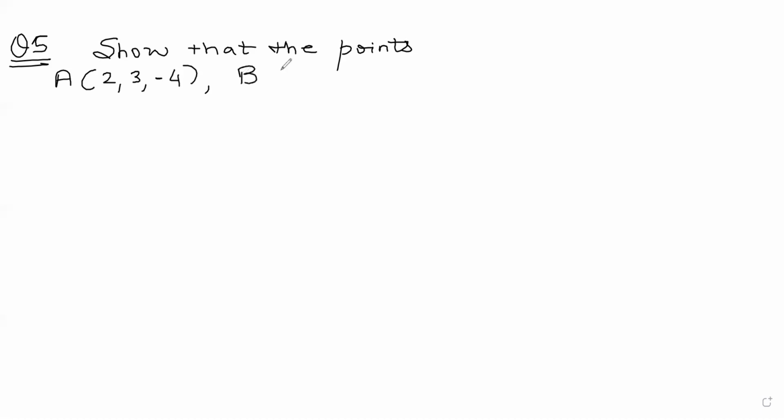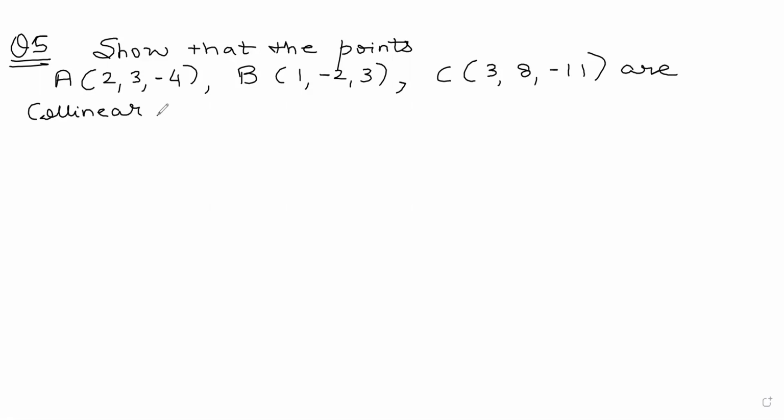Show that the points A given by 2, 3, minus 4, B given by the points 1, minus 2, 3, and C given by the points 3, 8, minus 11 are collinear. We need to show that these 3 points are collinear.